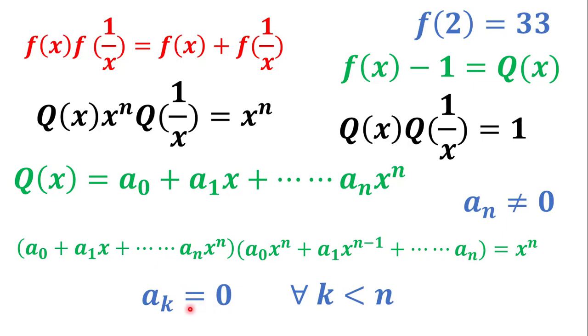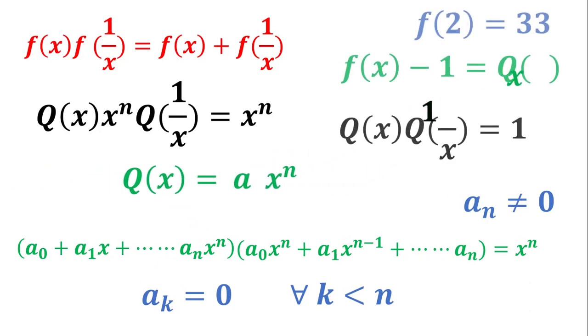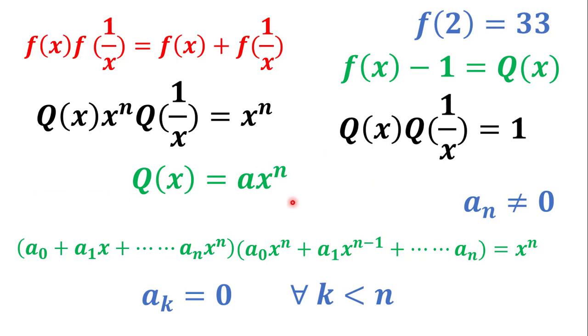So we can say a0, a1 up to an minus 1 are equal to 0, and we have only one coefficient. So this equation is going to be q of x equals a times x to the power n. Now we need to find a and n.